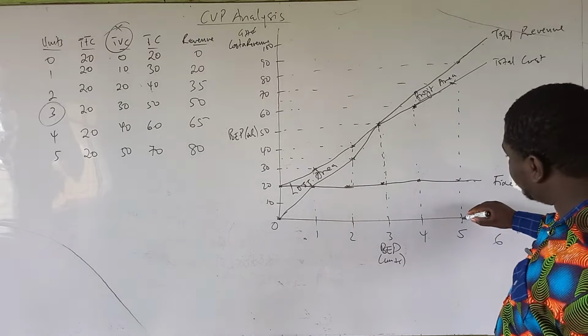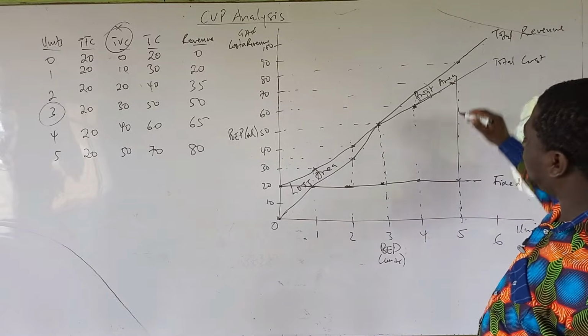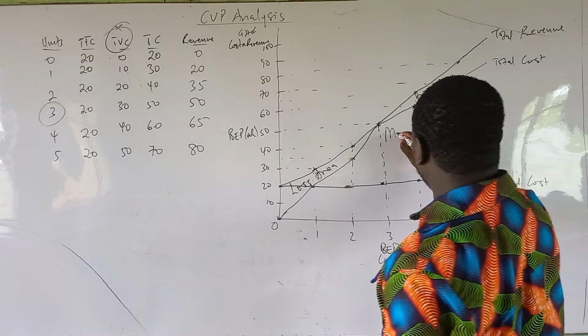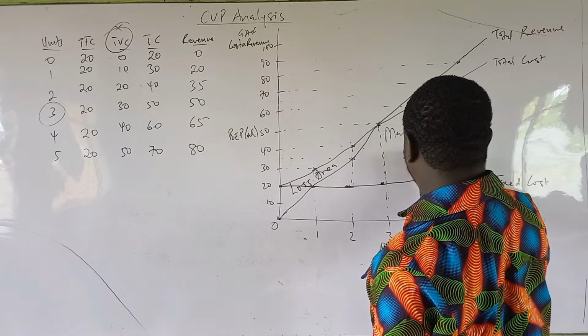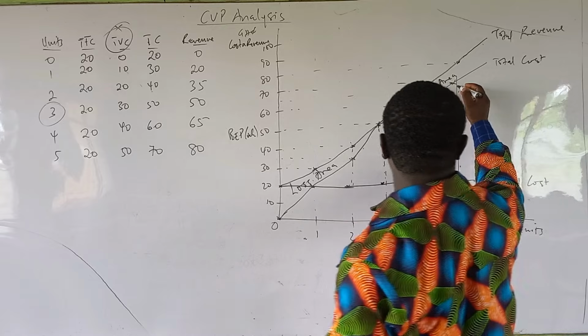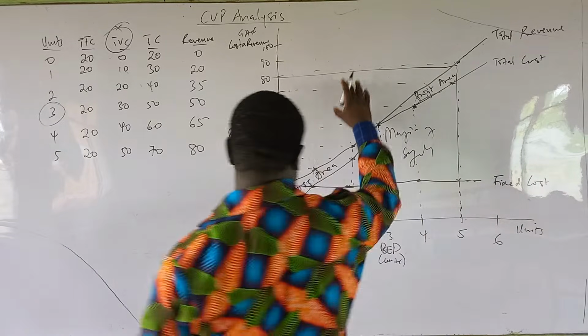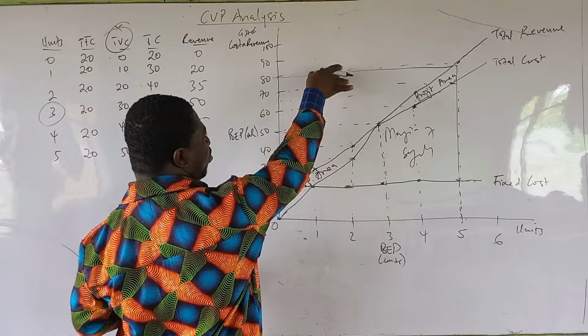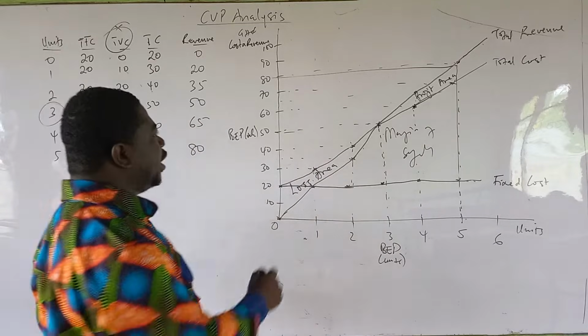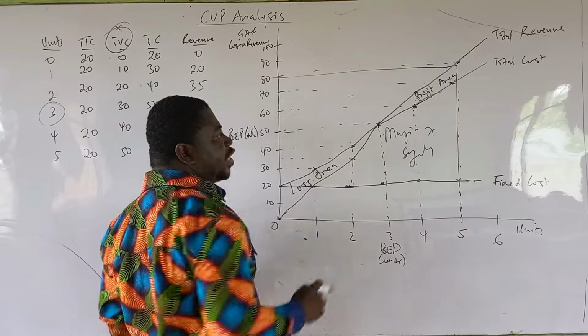So we can trace it like that up, and then we can call this whole portion the margin of safety. And then if we trace it from the total revenue to the left, we can call in between the 50 and the budgeted sales revenue of 80 also a margin of safety in value.